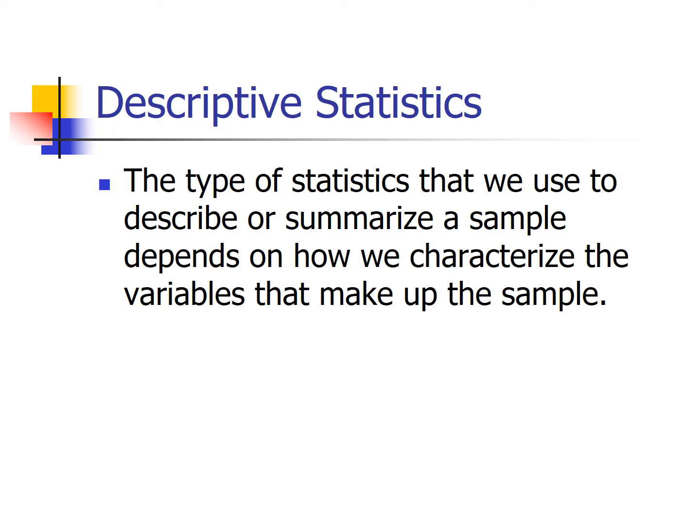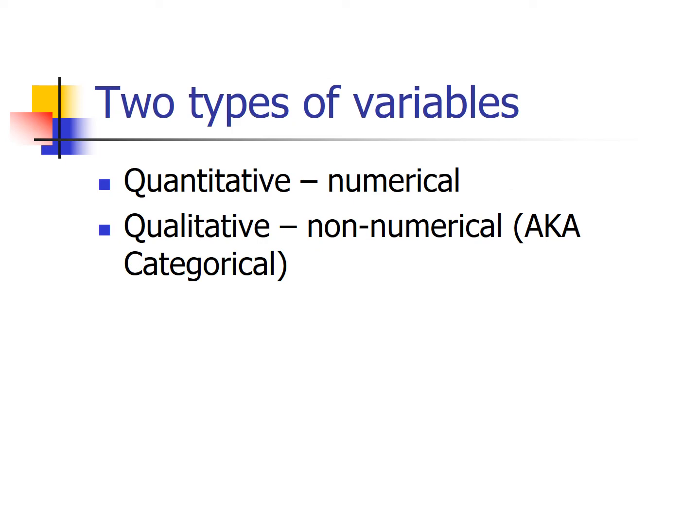Now, in both cases, both visual and numerical descriptive statistics, the appropriate one to use depends upon how we might characterize the variable that we want to summarize or describe. And the variable could be characterized in at least one of two ways that we're going to focus on. The first is quantitative. A quantitative variable is a variable that's numeric in nature. The root word of quantitative is quantity. Quantity is an amount, a number.